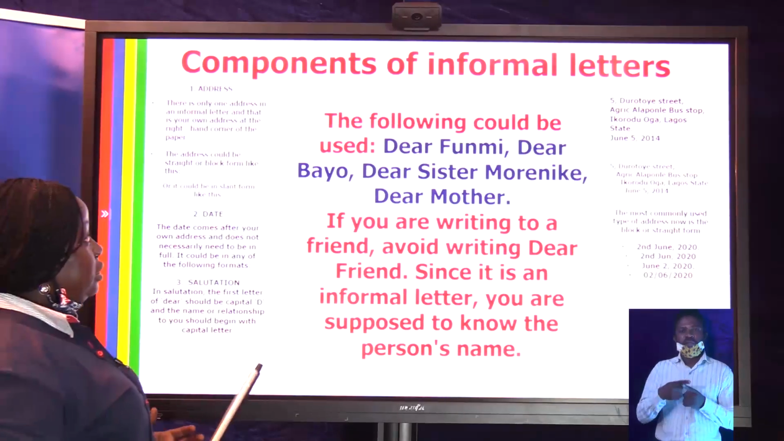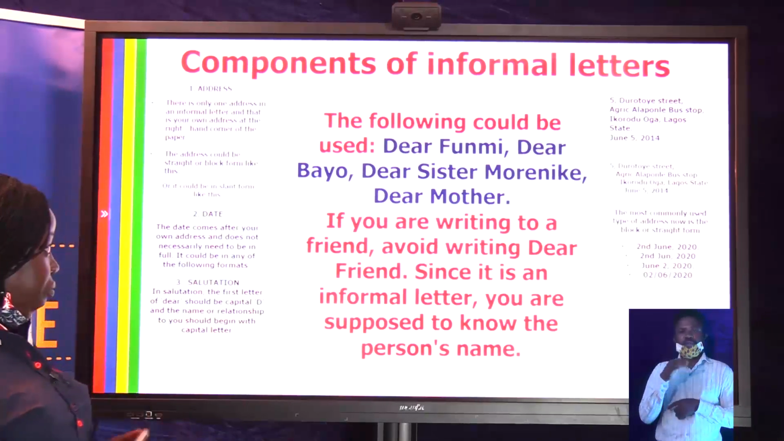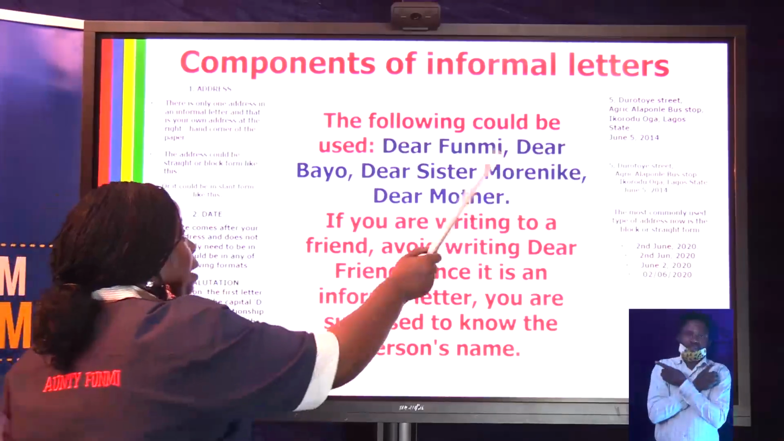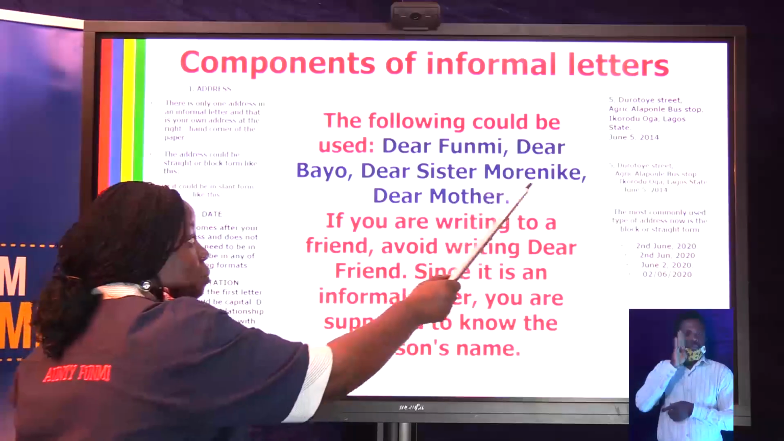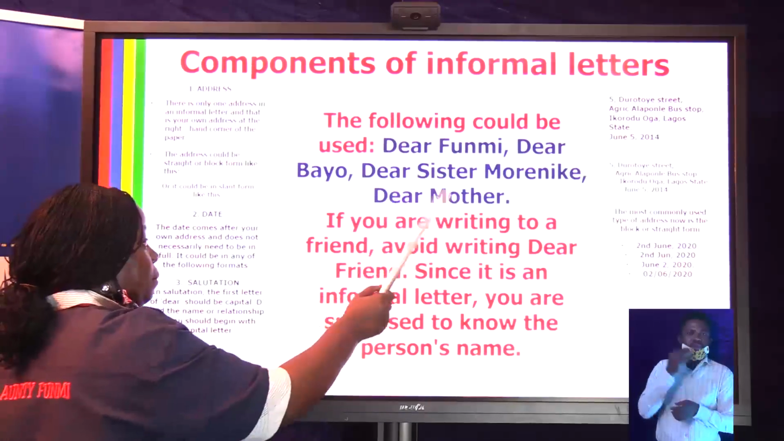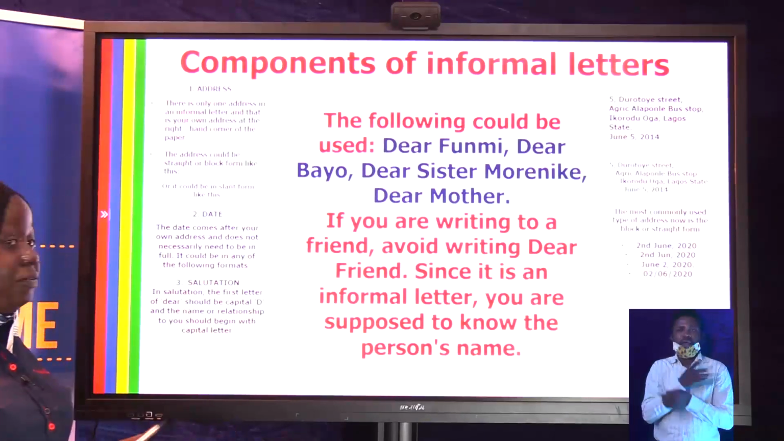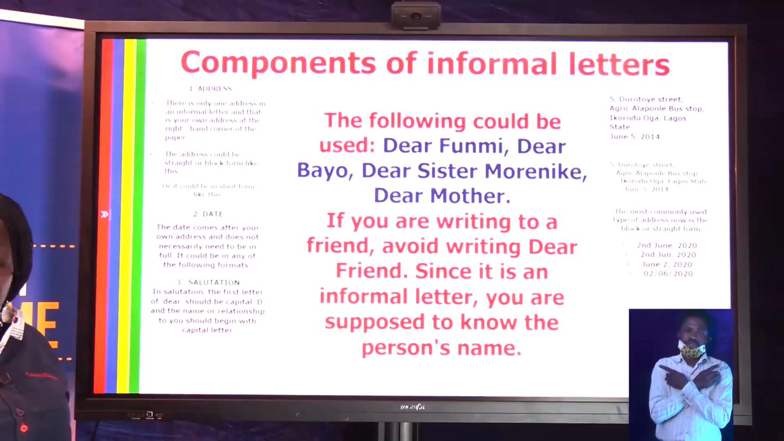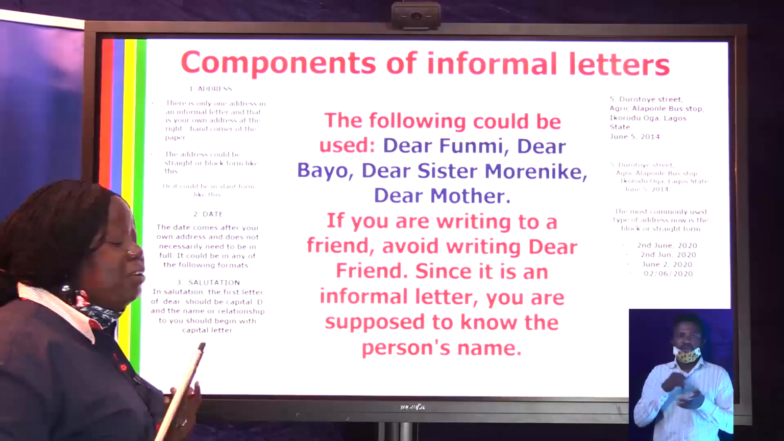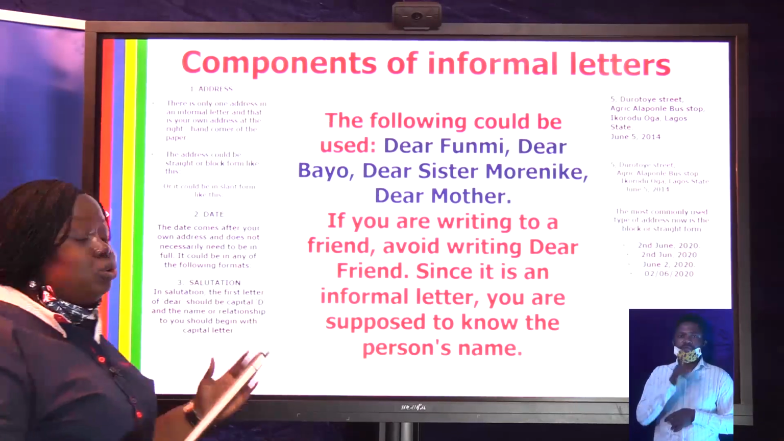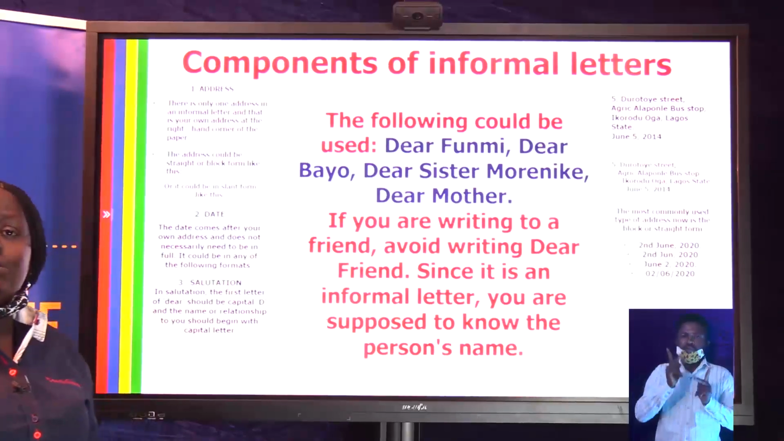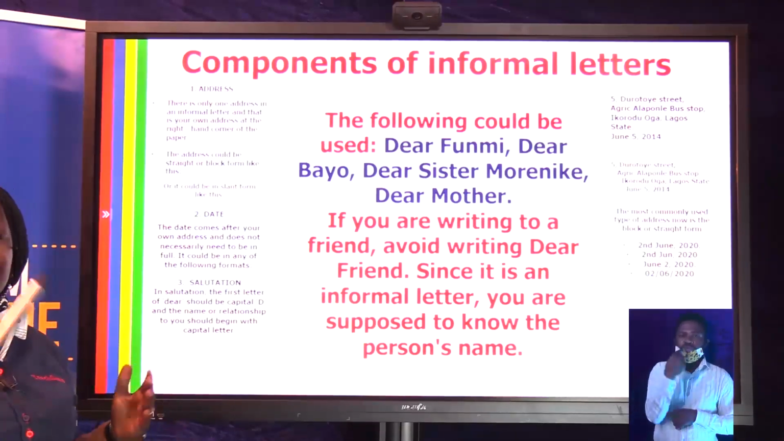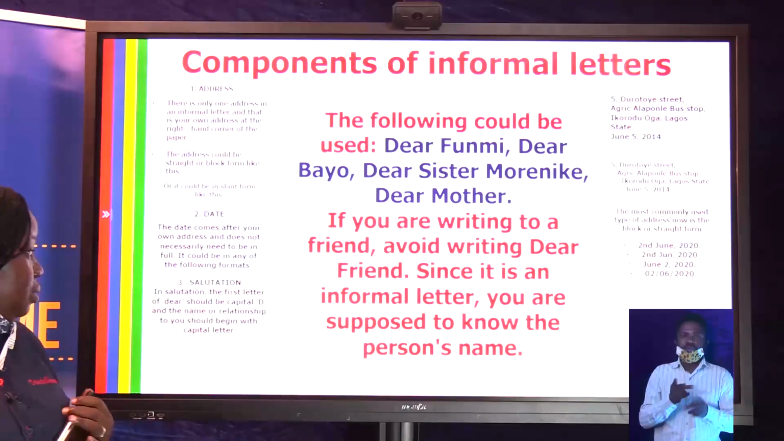Then you can use any of the following. Dear Fumi, capital letter D, capital letter F. Dear Bayo, dear Sister Morenike, dear Mother. If you are writing to a friend, avoid writing dear friend. The reason is it is an informal letter. You are supposed to know the person's name, so you don't need to say dear friend. Mention the name of the person. Dear Bola, dear Toby, dear Fumi.